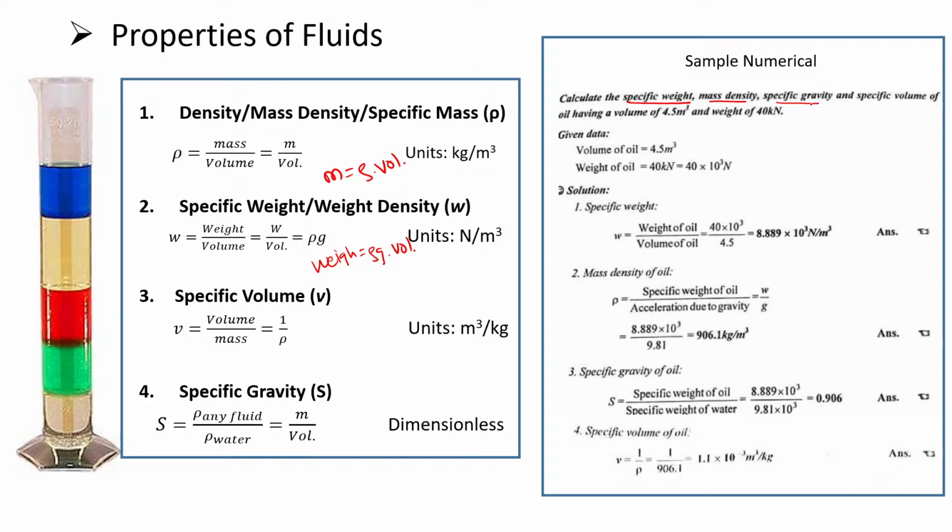Specific gravity, that is S or relative density we can say, and specific volume, that is reciprocal of density. So we can just put the values and we can find out these values. So specific weight is weight upon volume. We'll put those values and we are getting the answer. Remember, always write the units. Units are important. Then mass density, you can see it is almost 906.1 kg per meter cube. Specific gravity, that is 0.906. And specific volume is 1.1 into 10 raised to minus 3 meter cube per kg.